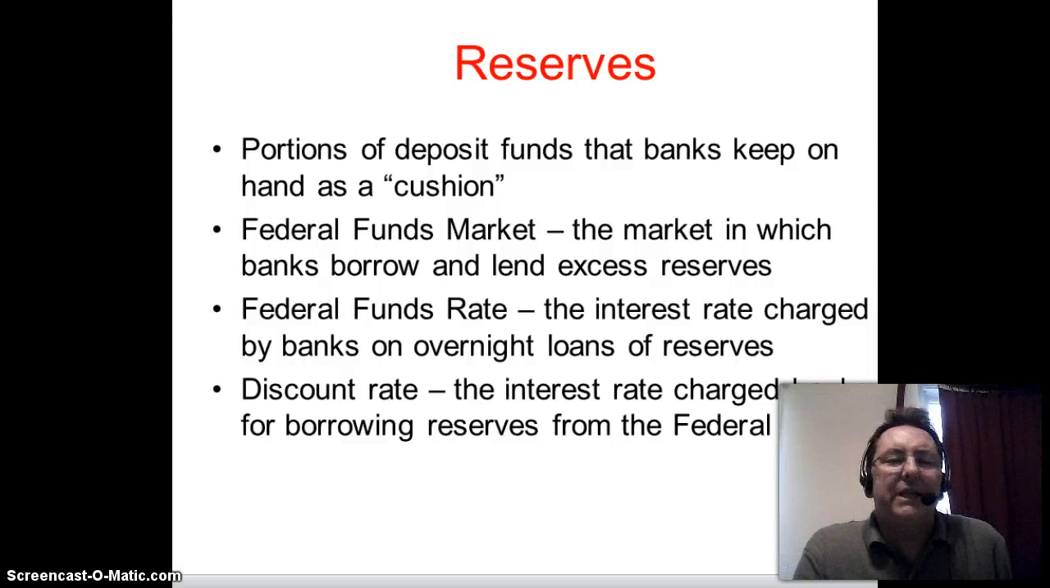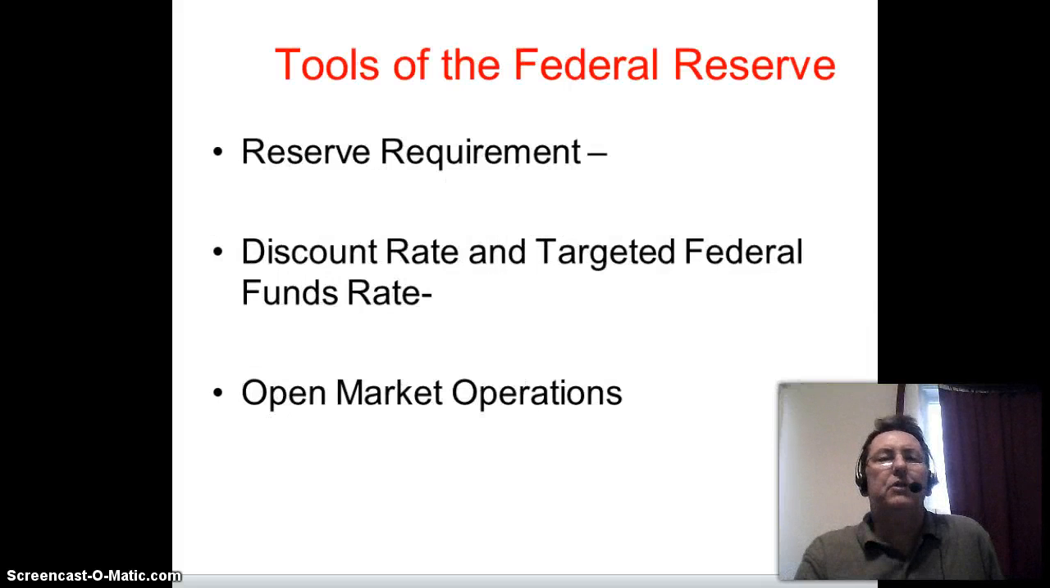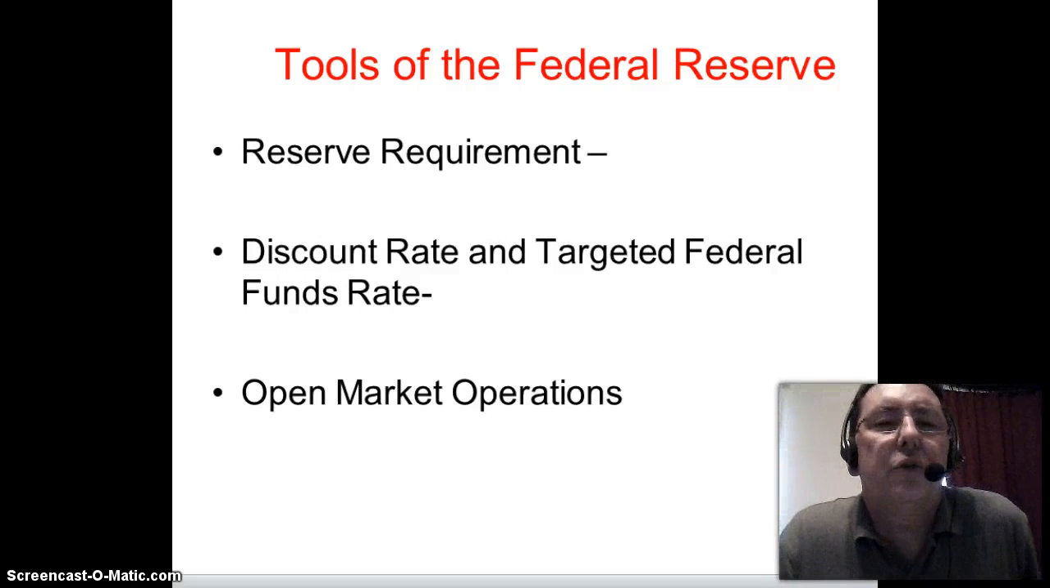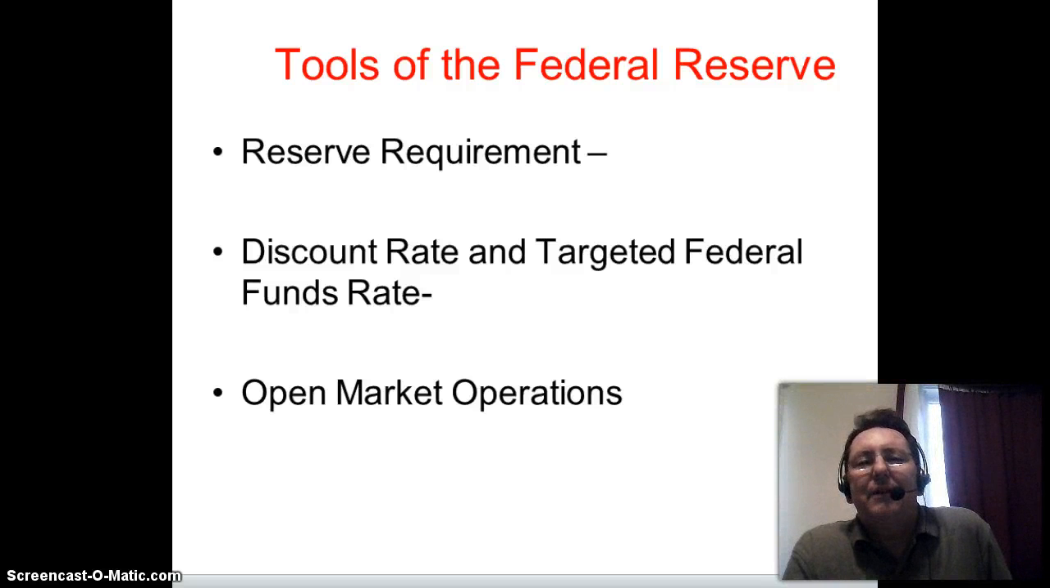And because the Fed has been really focusing on an expansionary, easy monetary policy for the past several years, trying to stimulate our economy back to continued steady growth, the discount rate has been lowered to an extremely historical low rate in an attempt to expand the economy. So the tools of the Fed include the reserve requirement, the discount rate, and a targeted federal funds rate, and the primary tool is the open market operations.